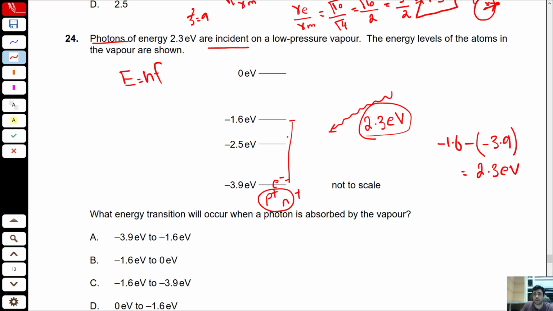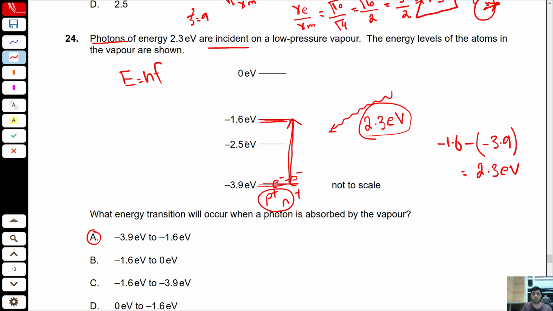Well, yes, perfect. So the energy level difference between this shell and this shell is exactly 2.3 electron volts. So yes, this transition of jumping, of an excitation, is feasible. Yeah, so an electron that is sitting at a lower energy level shell can absorb this fixed amount of energy and jump to the next 1.6 electron volt shell. So this transition is possible.